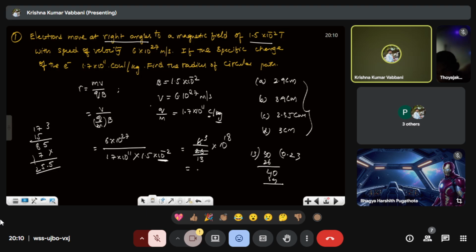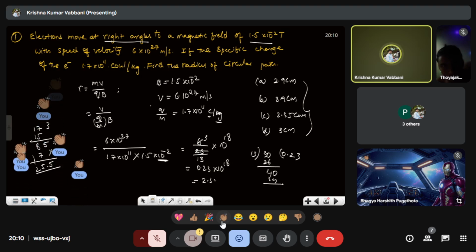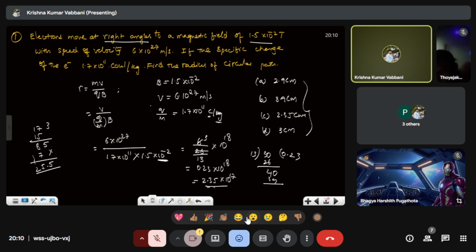So we got 0.223 into 10^18. If I make it 2.3, so 2.35 into 10^17. You have to get it in terms of the 70. But why did we get this here? Yeah, so there is some option that is not there. What's P by Q?